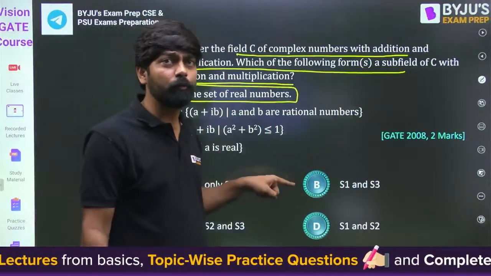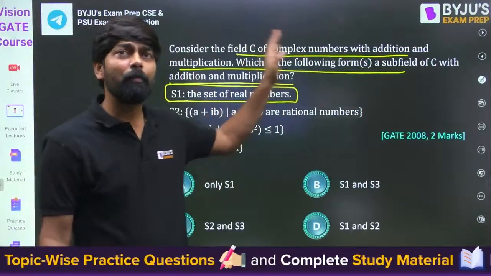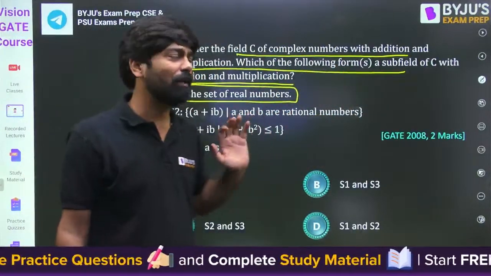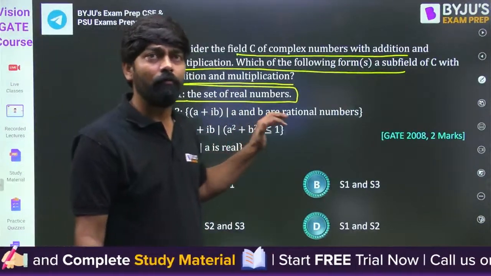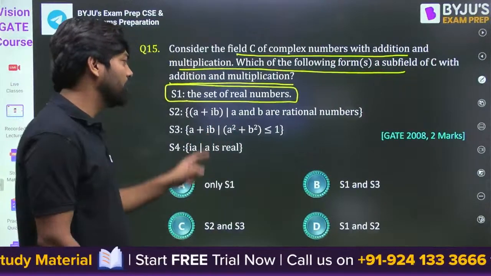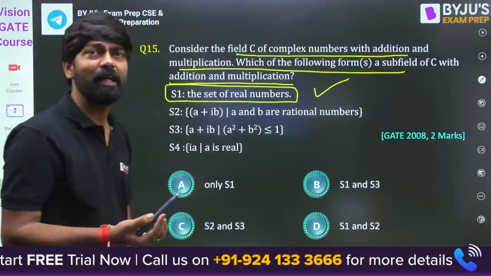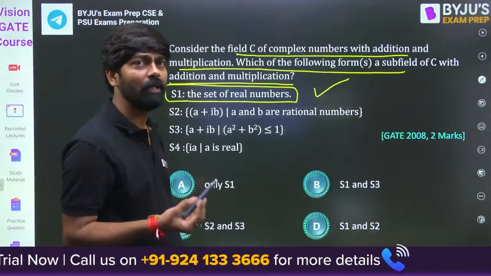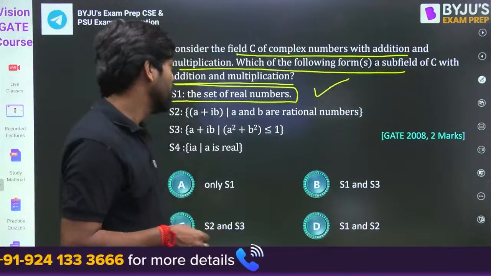Let me take the closure property first, because if anyone violates the closure property, it will not be a subfield. So first check whether the closure property is satisfied in all or not. The set of real numbers is definitely closed. No problem. Whether multiplication or addition, if you multiply two real numbers, you get a real number. If you add two real numbers, you get a real number.